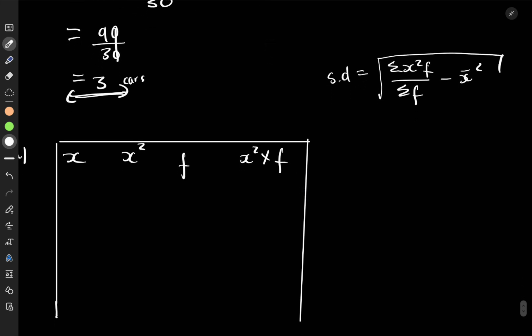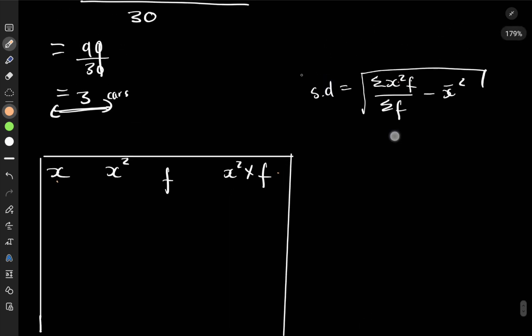So just from here, I know what things I'm going to need. I'm going to need the summation of x squared times f, so I should get x squared and then x squared times f. How do I get x squared? I start from x, then I can get x squared. Then I put f, and I can now get x squared f, right?